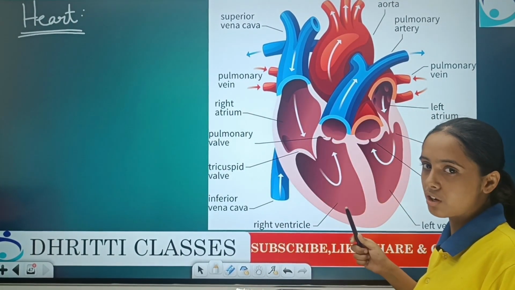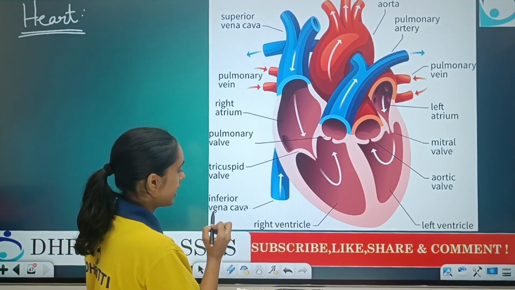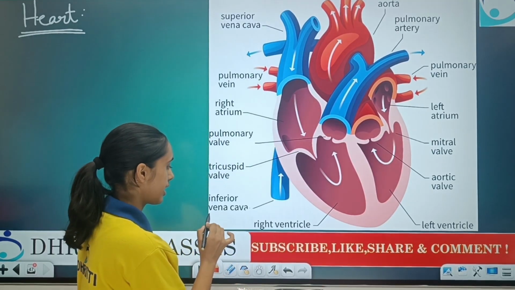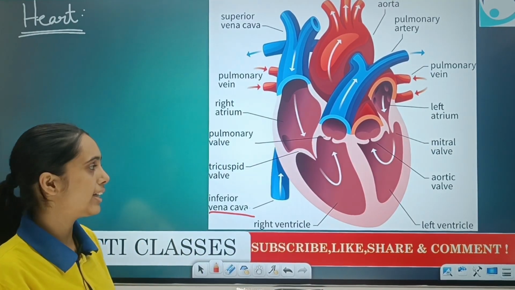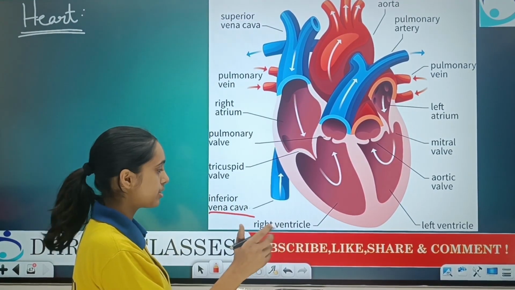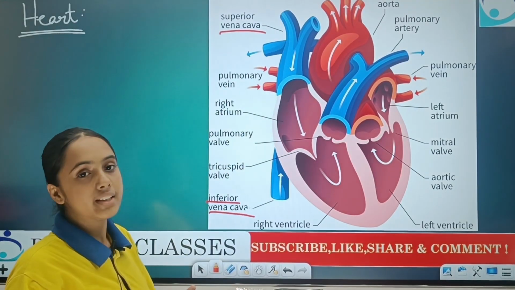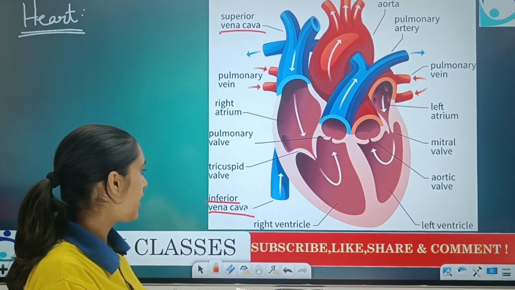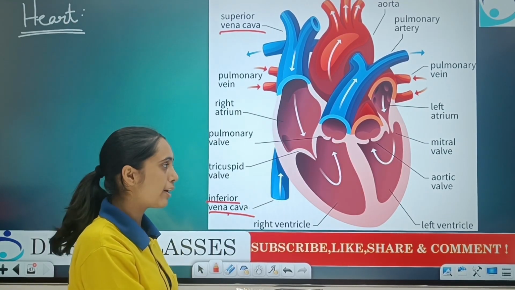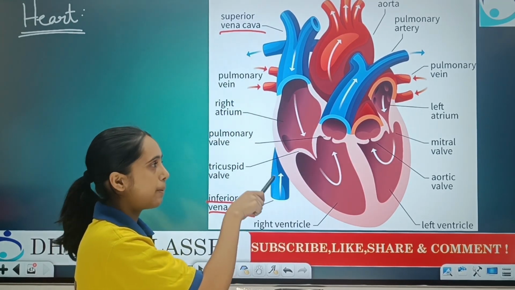So this is the structure of the heart. This is the heart. This is the vena cava. From the body, all the deoxygenated blood enters the vena cava. There are two types of vena cava, the inferior vena cava and the superior vena cava. There is a difference in their function. The inferior vena cava takes the blood from the lower part of the body, and the superior vena cava brings the deoxygenated blood from the upper part of the body.